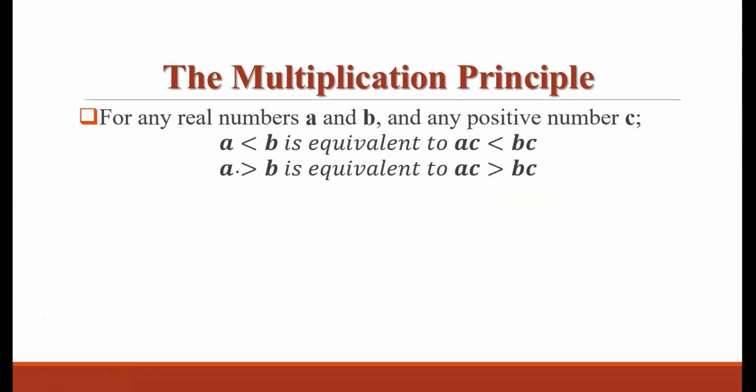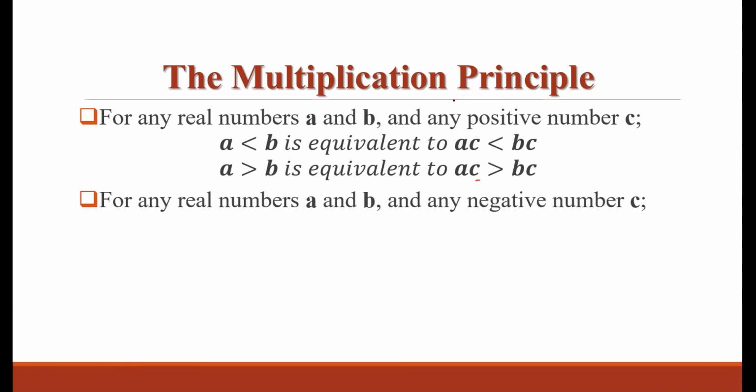If A is greater than B, this is going to be the same as A. If you multiply it through by C again, it's going to remain the same. And that is the multiplication principle that we are talking about. So this is another rule for any real numbers A and B, and any negative number C. This is what will happen.